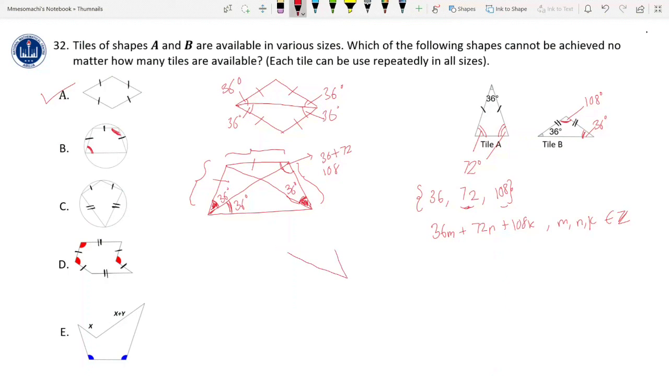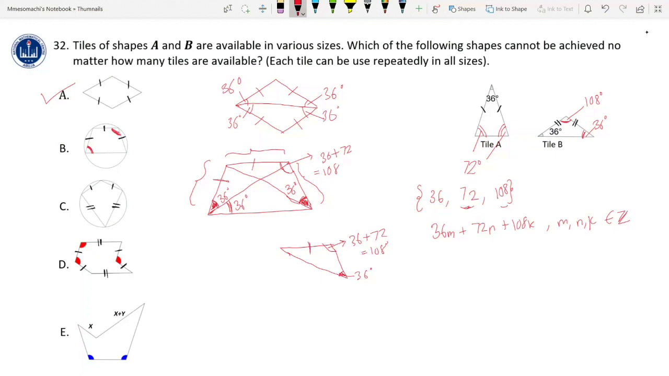So let me draw this diagram better. We've established that this angle here is 36 plus 72, which is equal to 108 degrees. And we got this angle here to be 36 degrees from angles subtended by the same chord. And we have that this side here is equal to this side.